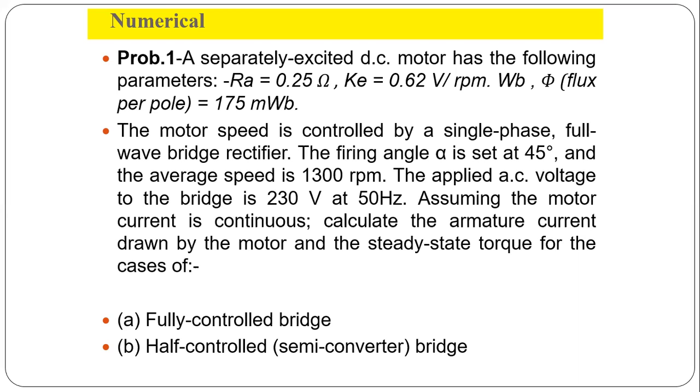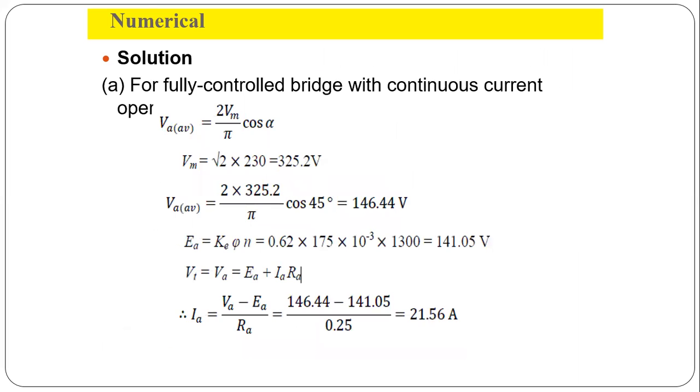The applied AC voltage to the bridge is 230 volt at 50 Hz, assuming the motor current is continuous. Calculate the armature current drawn by the motor and the steady state torque for the case of fully controlled bridge and half controlled semi-controlled bridge. Now you can see here in this problem we have to find out the armature current drawn by the motor and the steady state torque for the fully controlled bridge and half controlled bridge. So let us solve this numerical step by step.